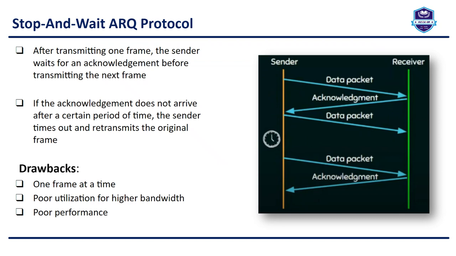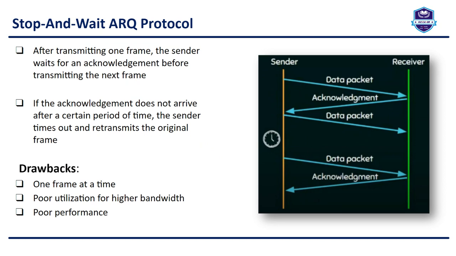So let's see how stop and wait ARQ works. In stop and wait ARQ, first the sender sends a data packet in a frame. The receiver will receive that frame, and the receiver will acknowledge the sender with an acknowledgement message. Then the sender will process the next frame.